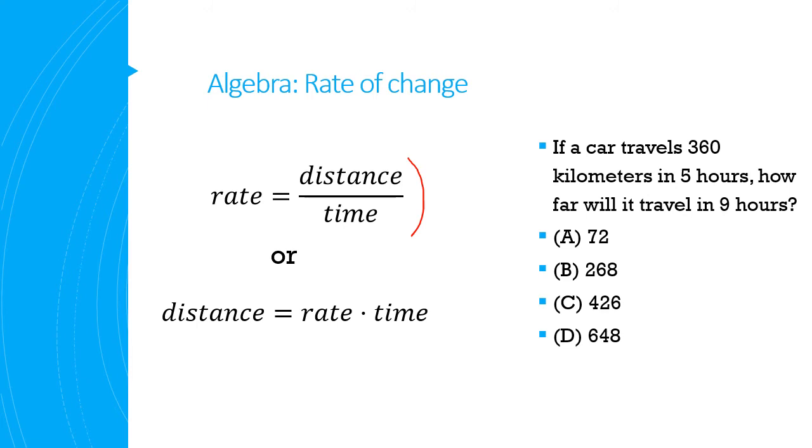Now that we know that, we're not quite done with the problem. They ask us how far the car will travel in 9 hours. Now that we know the rate at which the car is moving, we can plug in the 72 that we just found earlier and multiply that by the 9 hours, and it turns out that gives us 648 kilometers. So the answer is D.